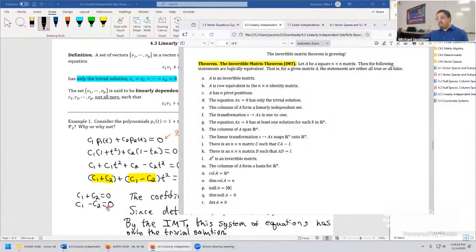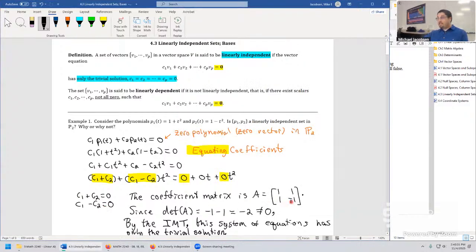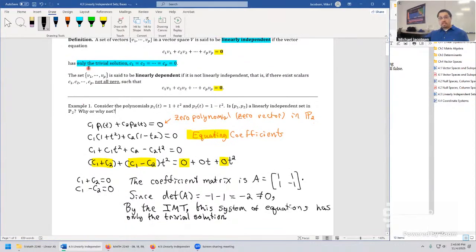But we know we could turn this into a matrix equation if we like, very quickly. That's the matrix right there. The vector X would contain C1, C2, and the right-hand side would just be 0, 0. So either way we look at it, we have only the trivial solution. And our conclusion is then, therefore, this set from the very beginning, P1, P2, is linearly independent. Because of this concept right here.